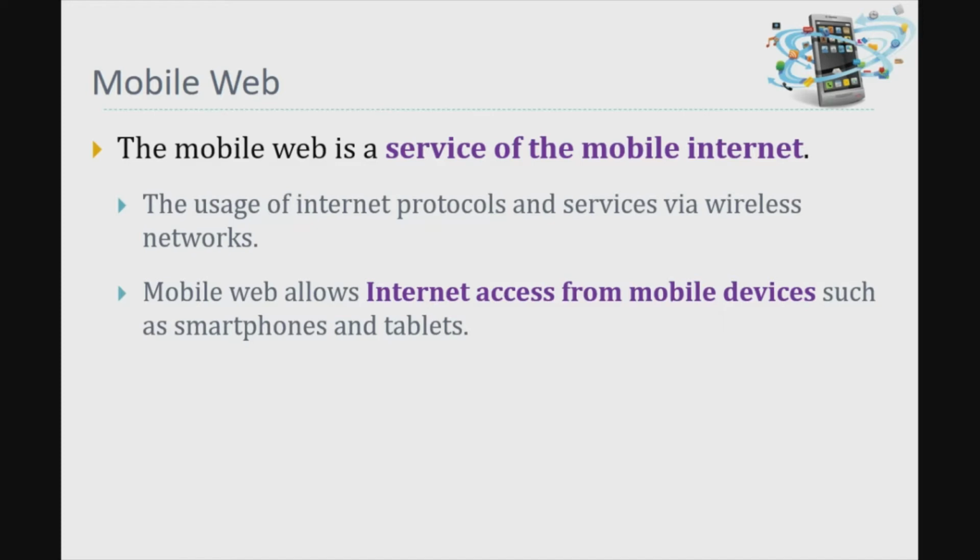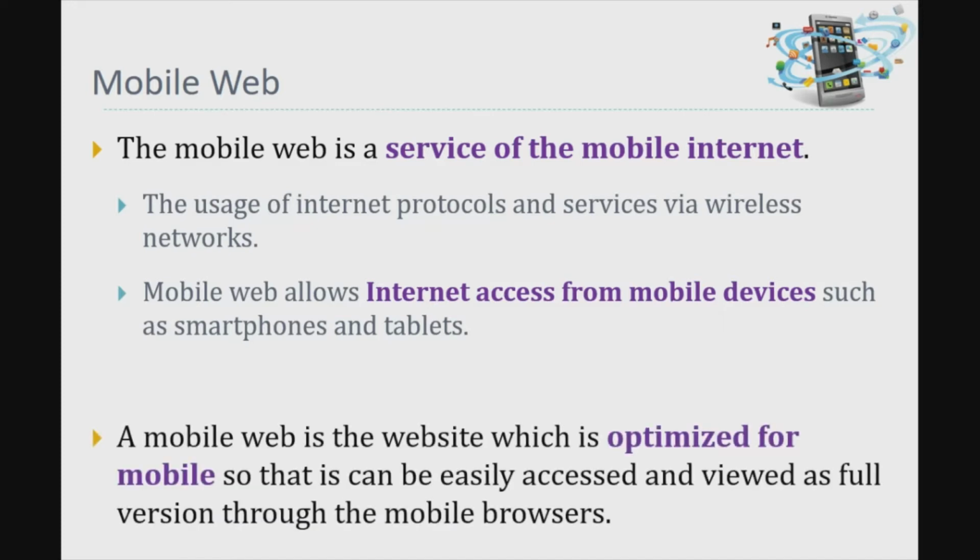A mobile web is a website which is optimized for mobile, so it can be easily accessed and viewed as a version through the mobile browsers. Okay, we want to develop something that can be accessed through the mobile browsers. And when we talk about browsers, they use HTML in order to translate from the text to something that will be represented to the user.